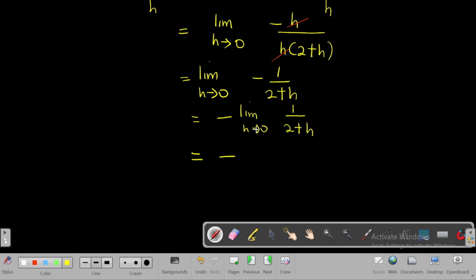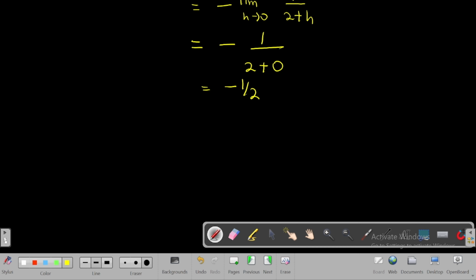Now wherever we see h approaching 0, wherever we see h, we put 0, right? So from here we can say 1 over 2 plus 0, and this becomes negative 1 over 2, right? So now we have found the gradient of the tangent line, right? But the question told us to find the equation of the tangent line.